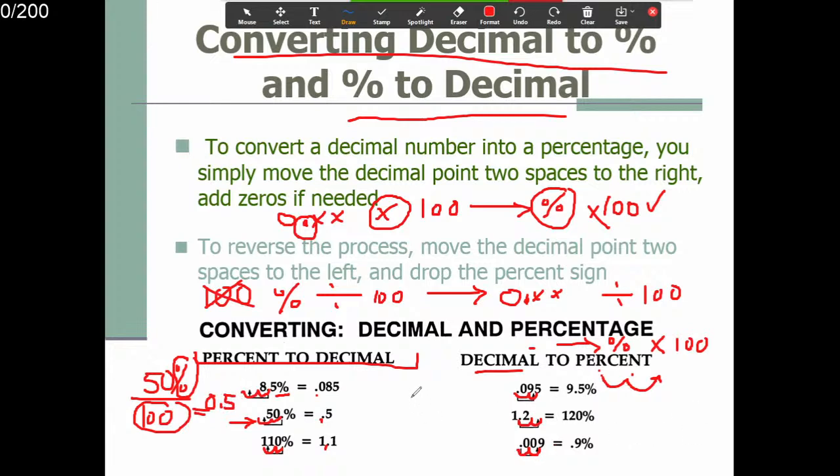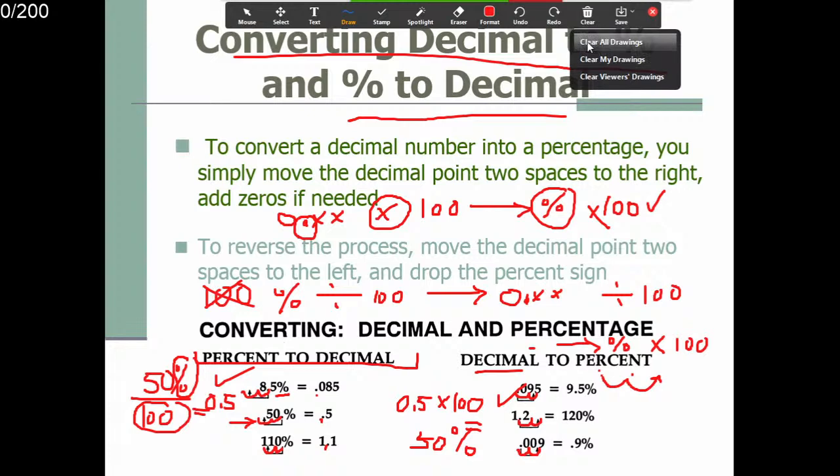If I go back here, 0.5, I times 100, and I have 50%. So these two are very simple. If you have 50 percent, you take off the percent sign and divide by 100, and it becomes 0.5. Conversely, if you have 0.5, you add the percent symbol, multiply by 100, and it becomes 50 percent. Just use this example so you memorize how to do it.